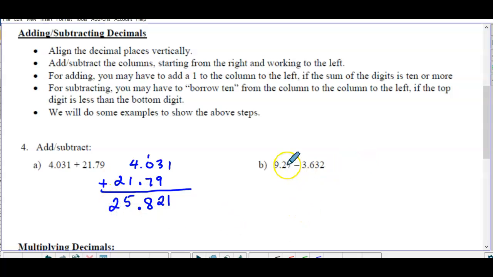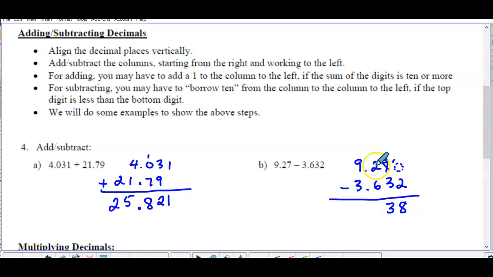Okay, next one, order. In the adding, you could have put the 21.79 first on top. Subtracting, you can't. So 9.27 has to go first. Then 3.632 has to go next. You're subtracting. If there's nothing above to subtract from, really it means there's a 0 there. And so that means you have to borrow 10. So this becomes a 6 and this becomes a 10. So you've really taken that and shown it as 10 in the thousandths digit. So then 10 minus 2 is 8, 6 minus 3 is 3.